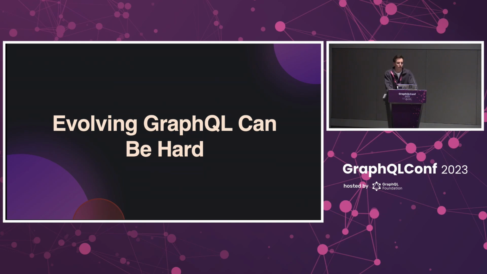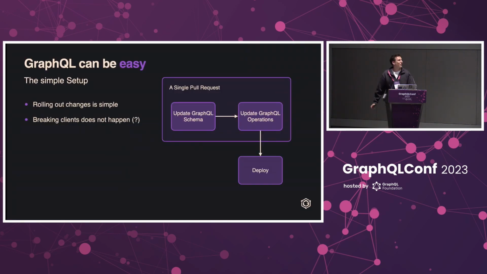So without further ado, evolving GraphQL can be hard, right? I mean, it can also be easy in a simple setup. Let's imagine that we have one repository where we have one GraphQL schema, one GraphQL server, and one GraphQL client. This is basically a very simple setup, and there rolling out changes is quite simple. Because when we edit the GraphQL server, we can also at the same time update our GraphQL client. And thus we can mostly prevent breaking changes from happening, because we can deploy both the client and the server at the same time.